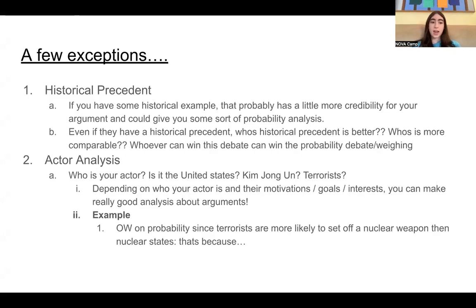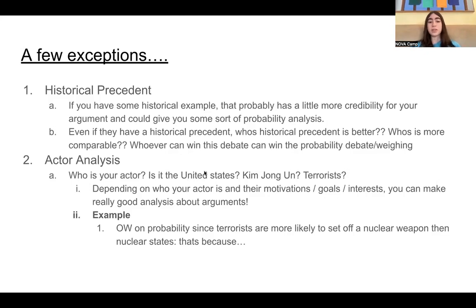The second type of probability weighing that I think exists is actor analysis. Every argument has an actor, and I think debaters forget this too often. So take a second when you're arguing your case to think, who is your actor? Is it the United States? Is it Kim Jong-un? Is it terrorists? Is it workers? Is it landlords? Is it investors? Every argument has an actor because arguments are about life, and in life, things happen because of people. So depending on who your actor is, you should look at their motivations, their goals, their interests. Take a second out of debate and think about it on a psychological and sociological level. Who are your actors? What are their motivations? What do they want? And how can you use that to do better comparison?